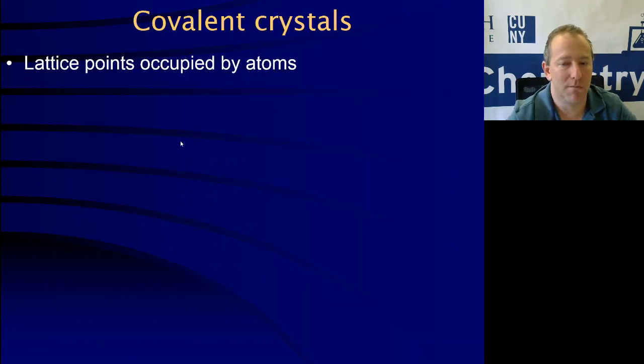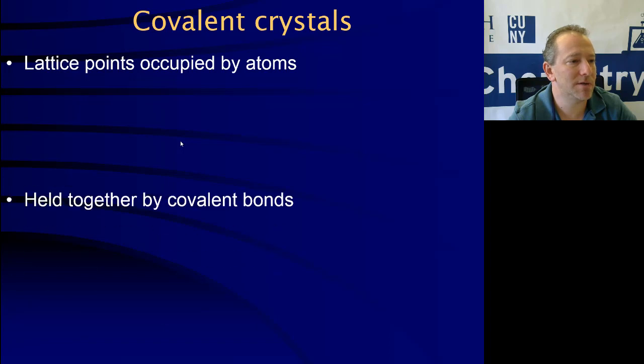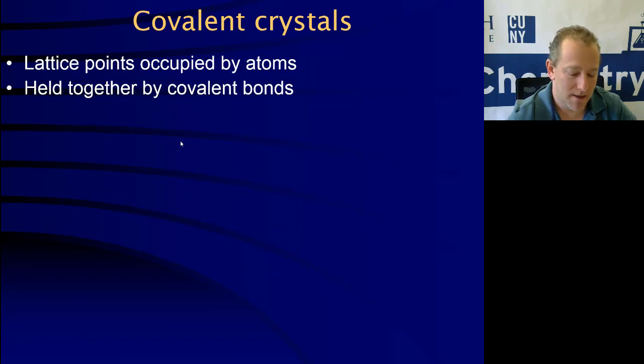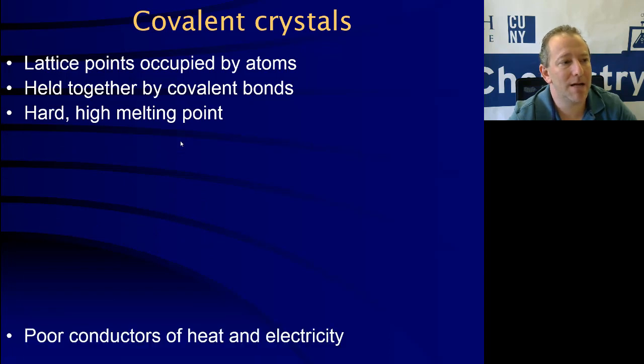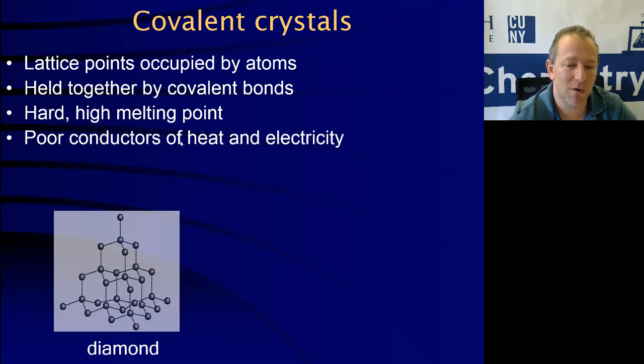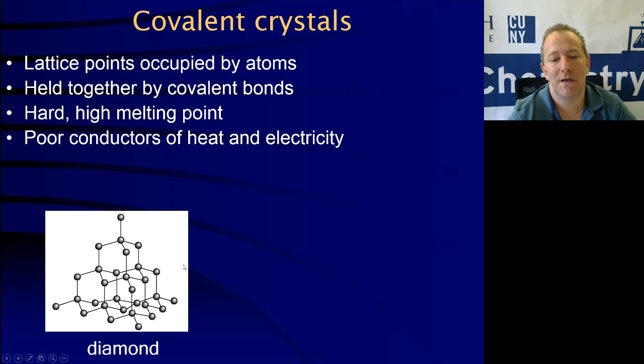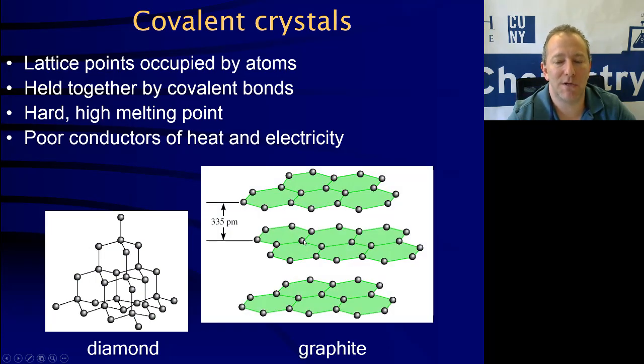Covalent crystals, you might not be too surprised, have lattice points that are occupied by atoms. Molecular crystals will be on the next one. They're held together by covalent bonds. They are hard, have high melting points. The great example of this is diamond. All sp3 hybridized carbon as opposed to graphite, all sp2 hybridized carbon in sheets.